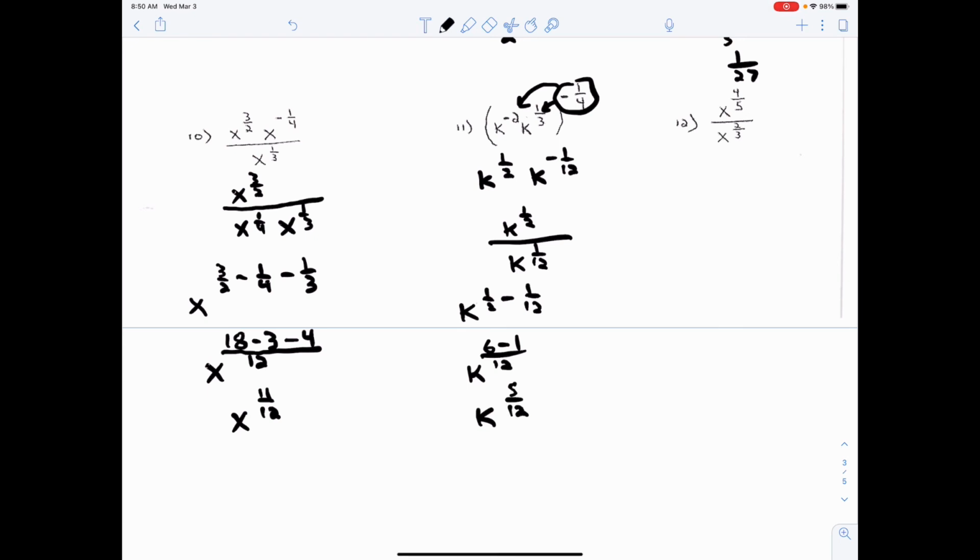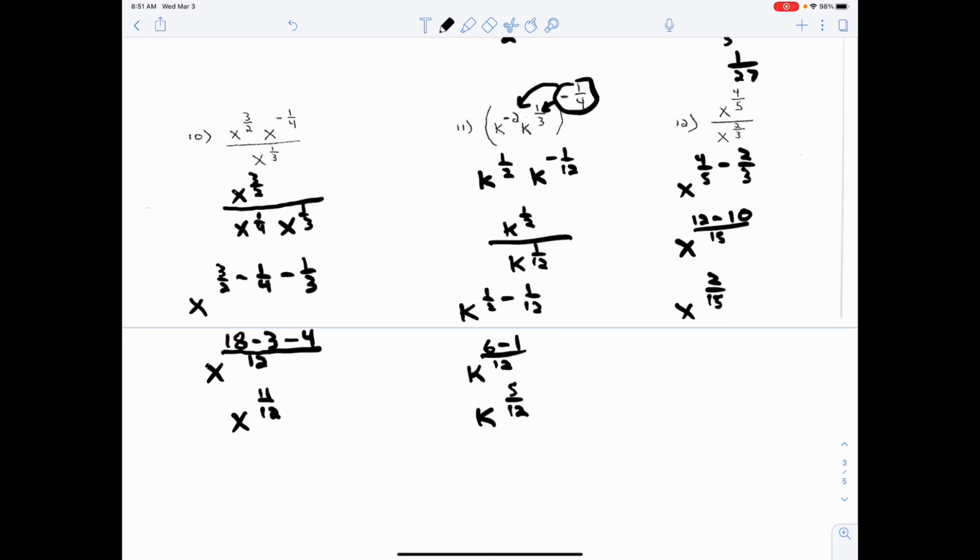Okay, last one. We're going to take 4/5 and subtract 2/3. Common denominator is 15. So we'll get 12/15 minus 10/15, which gives us x to the 2/15 power.